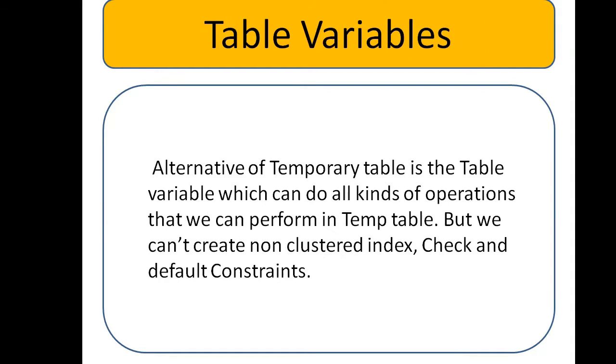The third one is table variables, an alternative to temporary tables. It's similar to a local temporary table. A table variable can do all kinds of operations that we can perform in a temporary table. But we cannot create non-clustered indexes, check constraints and default constraints in table variables.